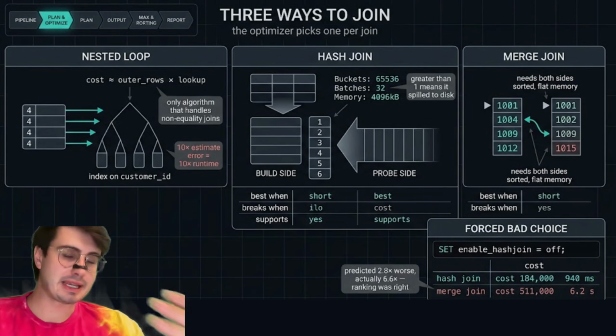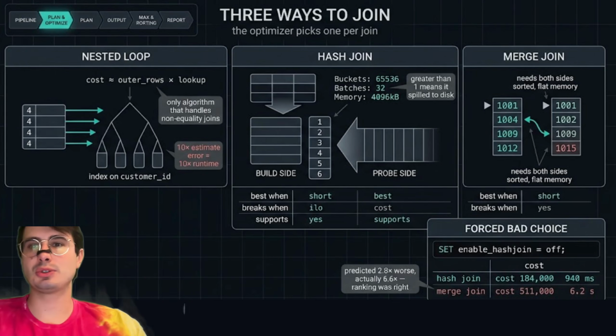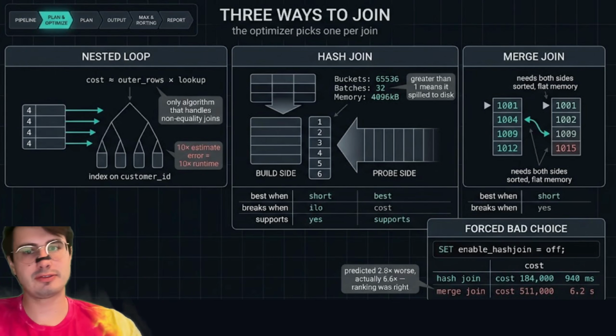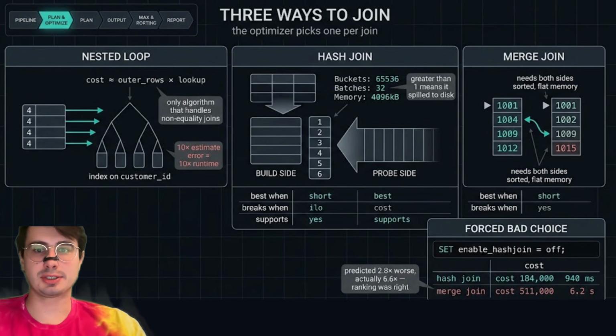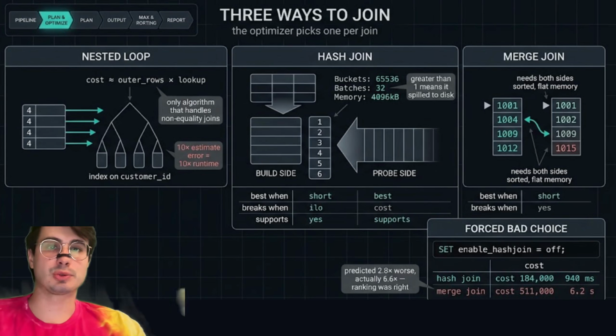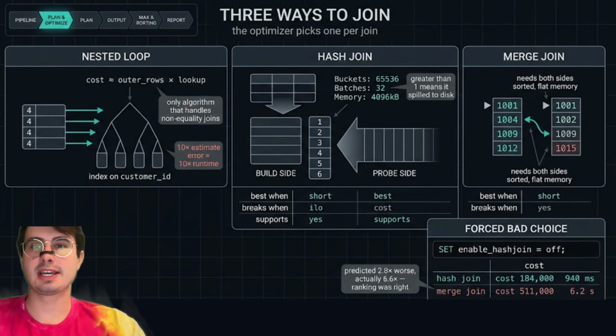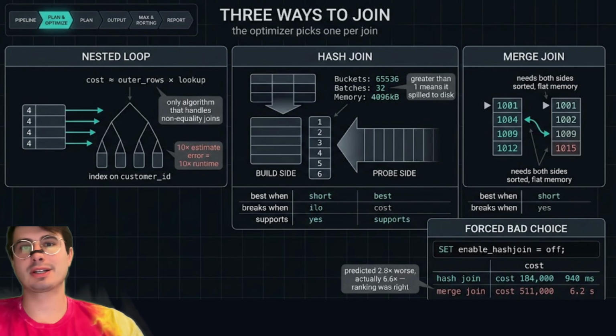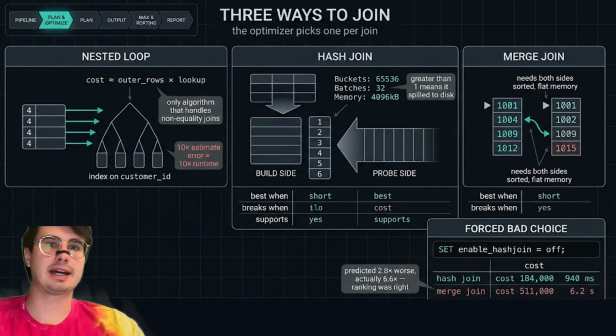And so making this tangible, right, let's say you had set enable_hashjoin off and then did EXPLAIN ANALYZE SELECT, right? It's going to add a huge penalty cost, so the planner will avoid it if anything else is possible. And so with hash join, the estimated cost will be 184,000, actual 940 milliseconds. Forced onto a merge join, right? Estimated cost 511,000, 6.2 seconds to complete. And the planner was right there.